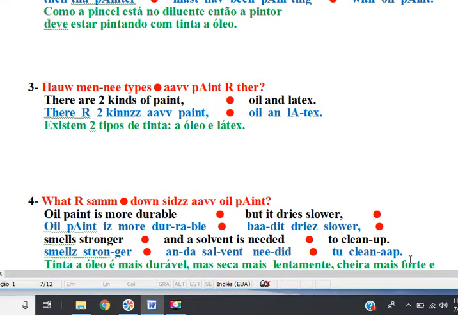Line 3. There are two kinds of paint, oil and latex. How many types of paint are there? There are two types of paint, oil and latex.